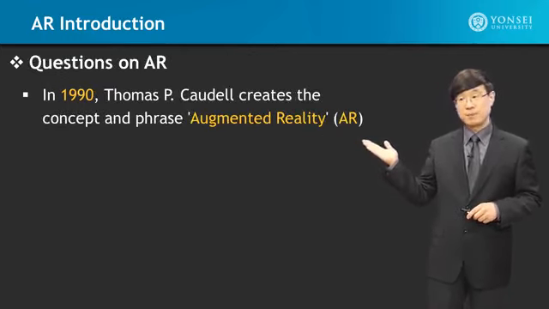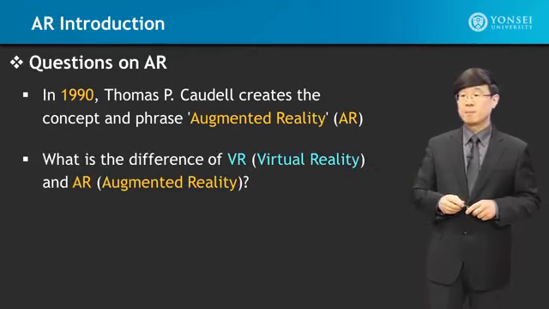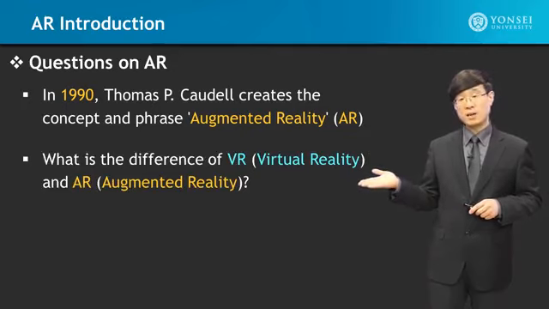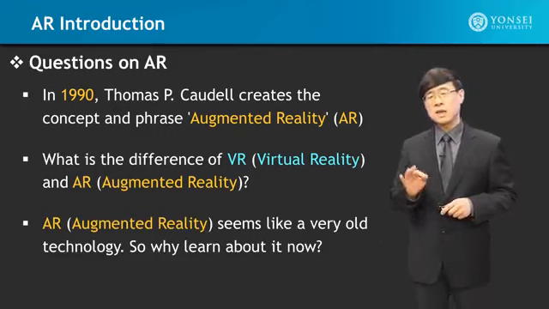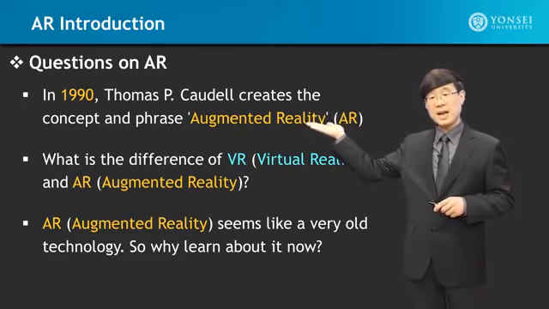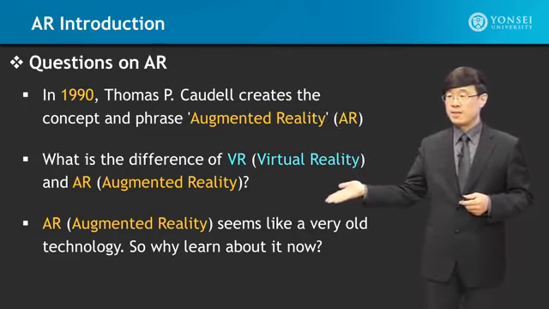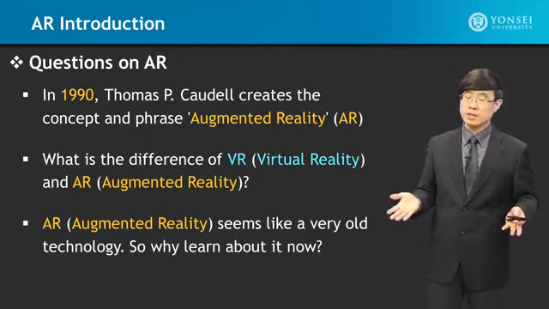In 1990, the concept of augmented reality was put together, and the difference between augmented reality and virtual reality needs to be looked at further, which we will do in the following couple of pages. Augmented reality, therefore, seems like a pretty old technology because 1990 was when the terminology was put together. Then why do we learn about it now? Why is it important now?